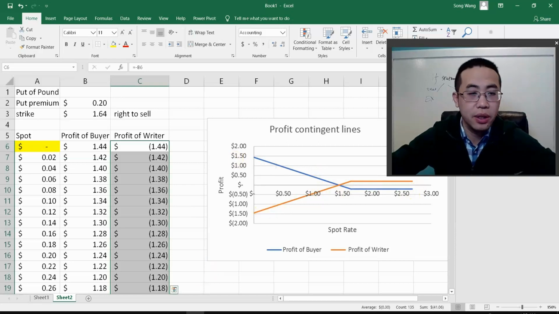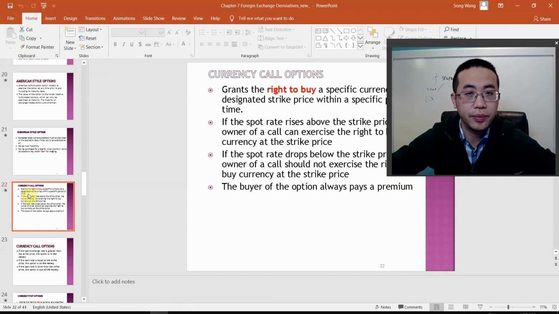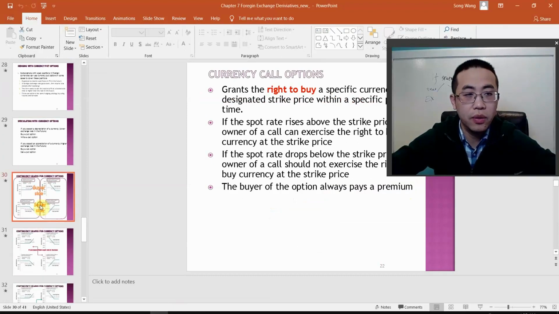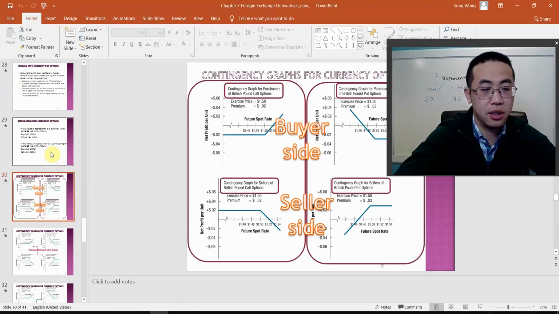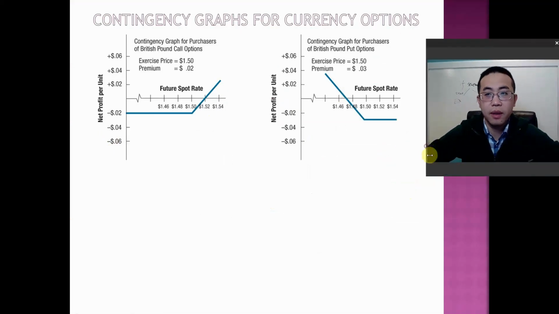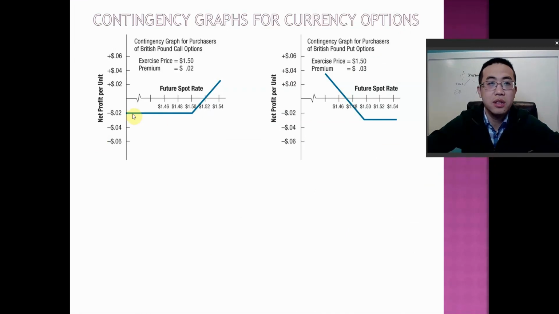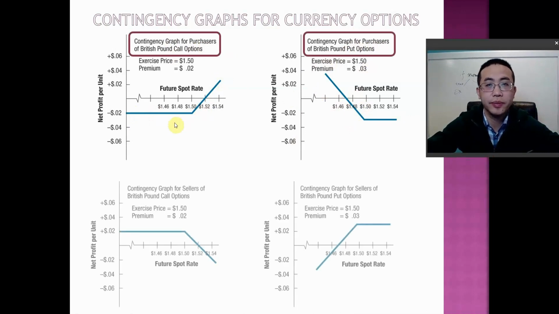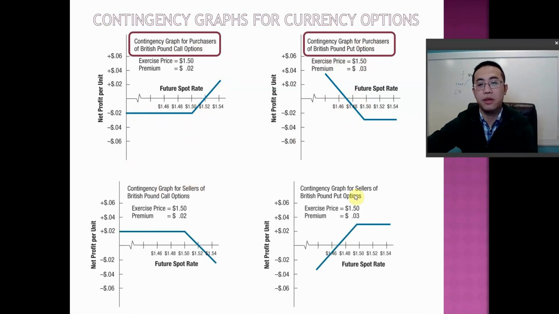Okay, so what's the point? Get back to my PowerPoint. If you look at this slide, let me shrink myself a little bit. This is the profit curve for the call option buyer. This is the profit curve for the put option buyer. So for purchasers, call and put. And then you also have the profit curves for the writers, the sellers of the call option and of the put option.